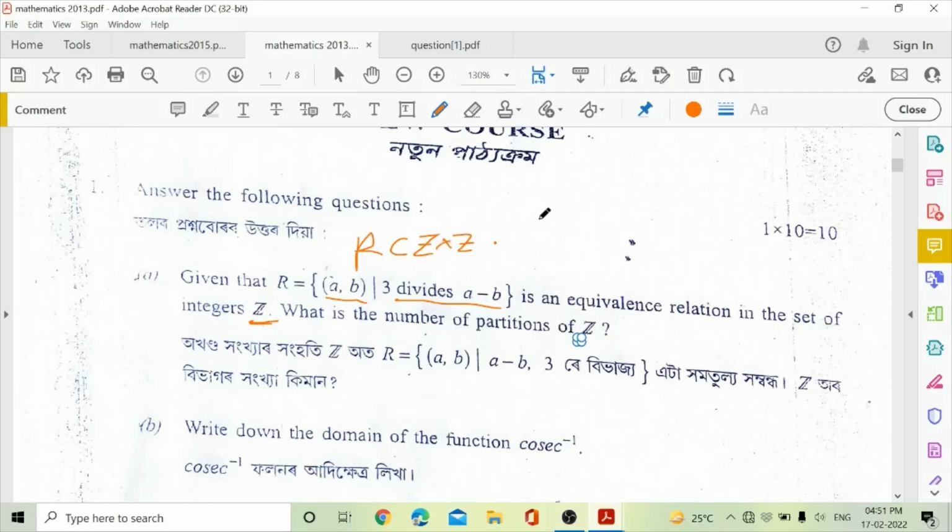The set of integers is given. Partition means totally disjoint parts. How many disjoint sets are there on the set of integers such that they are mutually disjoint? That means their intersection will be empty and their union will be equal to the whole set of integers. So now we have to find out how many partitions will be there. Partition itself is a set. So first, let us consider what actually a partition is.